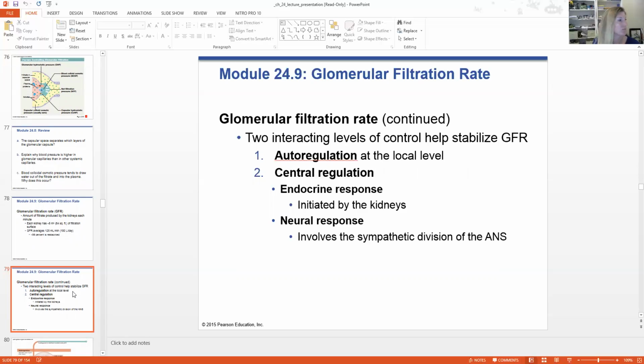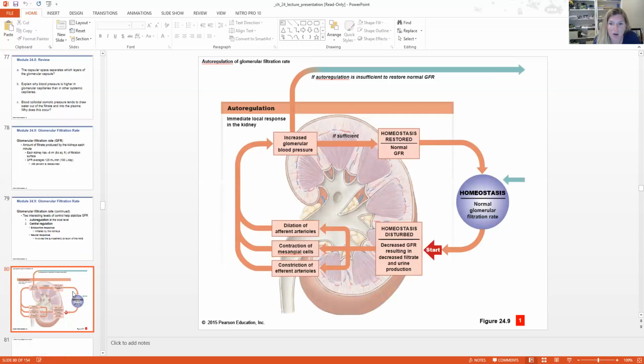The endocrine response is initiated by the kidneys through renin, right? Through other local hormones, EPO. Our neural response is all involving sympathetic. Our kidneys are under sympathetic innervation from our autonomic nervous system. Here's how it all works. You have some type of decrease in GFR. There's some limit, for some reason, on the amount of filtrate being produced at the kidneys. Maybe you're dehydrated, right? Maybe you just haven't been drinking enough water and your kidneys' output goes way down.